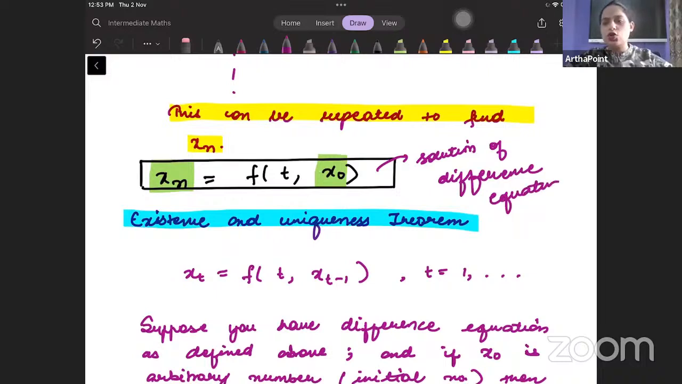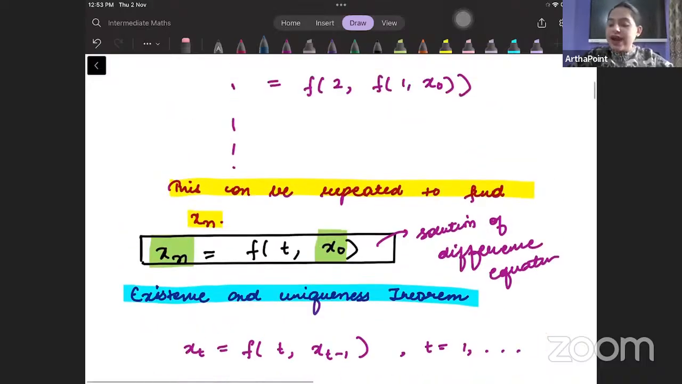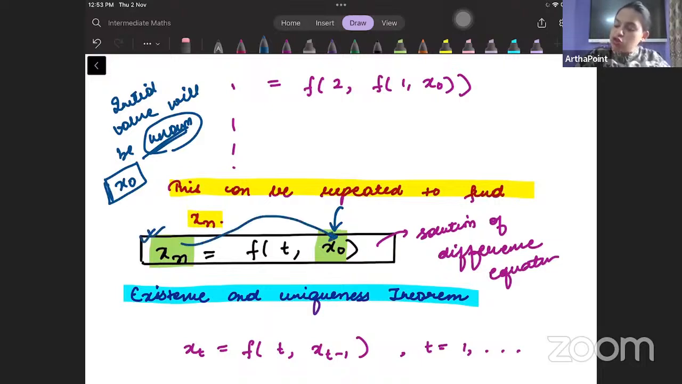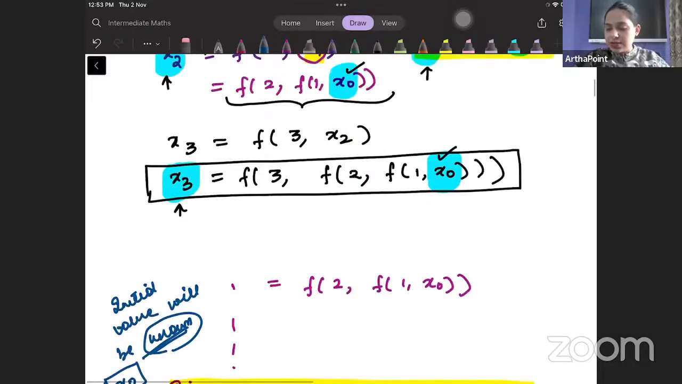But why is it called solution? Because it is assumed that you will know the initial value. So it is assumed that the initial value will be known. You would know what your x0 is. And if I know this initial value, because ultimately xn has been written as a function of x0, I can know what xn is. Think about it.